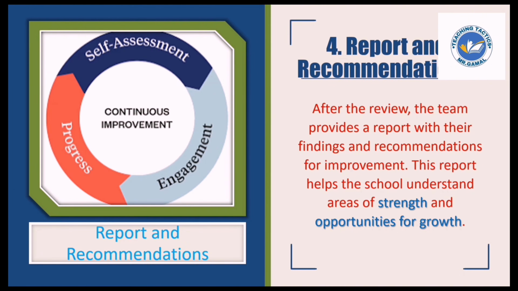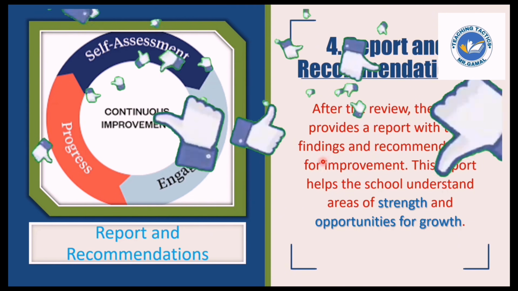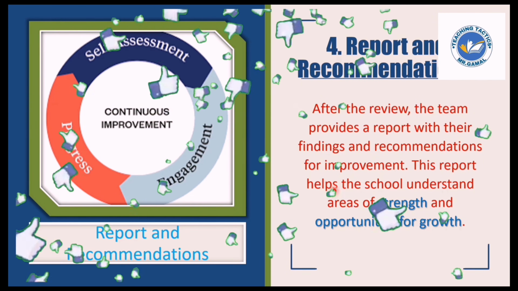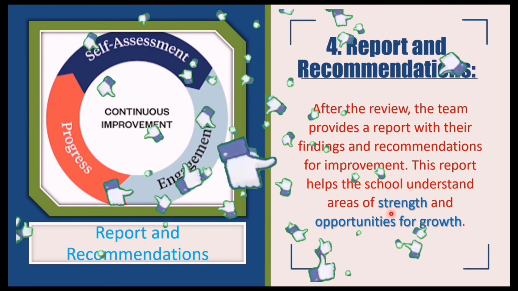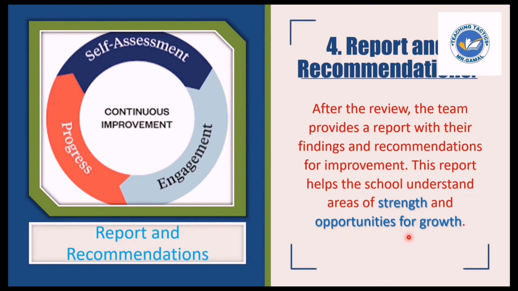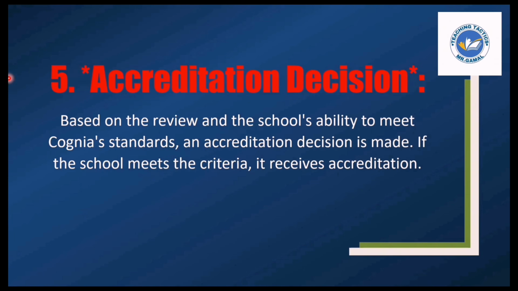Fourth step is the report and recommendations. After the review, the team provides a report with their findings and recommendations for improvement. This report helps the school understand areas of strengths and opportunities for growth. Step number 5 in the accreditation process is accreditation decision. Based on the review and the school's ability to meet Cognia standards, an accreditation decision is made. If the school meets the criteria, it receives accreditation.